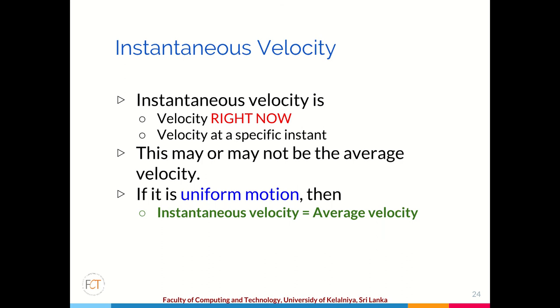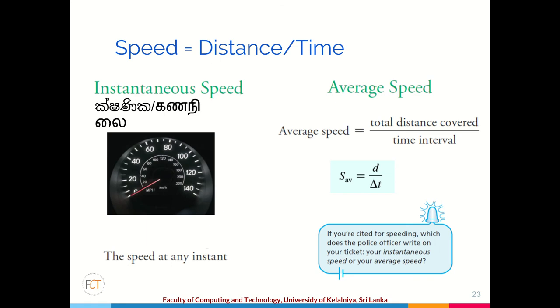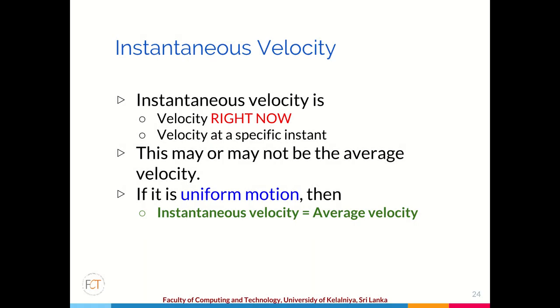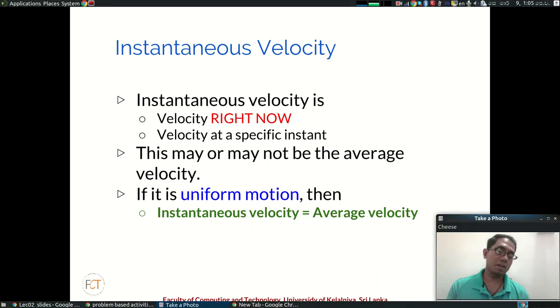All right. So instantaneous velocity again is velocity right now. Earlier we said speed, and speed and velocity have a difference. Speed does not have any direction, whereas velocity is based on change in position, and therefore it has a direction. So instantaneous velocity is velocity at a specific instant, and this may or may not be the average velocity. At an instant it can have the average velocity, or a velocity greater or less than the average velocity. If it is a uniform motion, then it is traveling at the same velocity, so the instantaneous velocity is the average velocity. But if it is not a uniform motion, then it might have a different velocity than your average velocity at a given time.